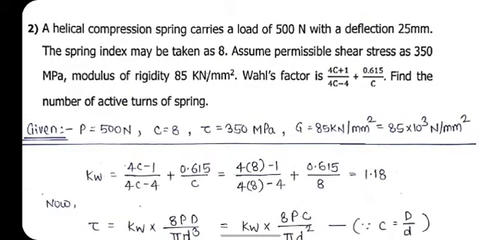The second example: a helical compression spring carries a load of 500 Newton with a deflection of 25 mm. The spring index may be taken as 8. Assume permissible shear stress as 350 megapascal and modulus of rigidity 85 kilonewton per mm square.